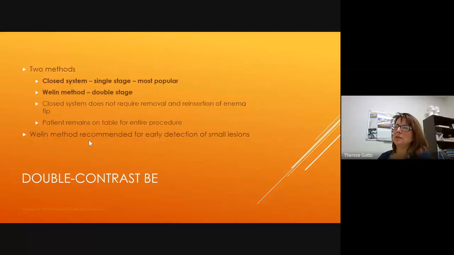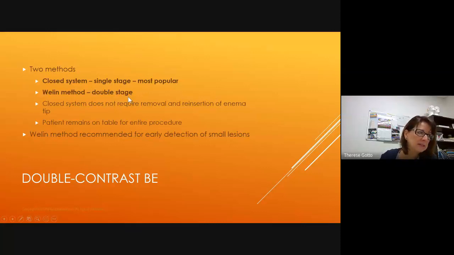Okay, so going into double contrast BEs, I don't know if you guys remember, but we talked about a single stage closed system. That's where we use just barium and air through the same system. Or we have a double stage system, the Whelan method, where they do one type and let the patient evacuate, then tip them again and do the second type of contrast. That is no longer used.